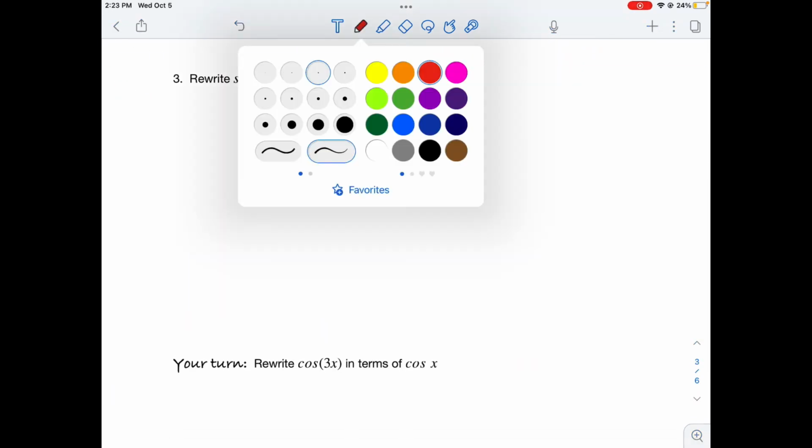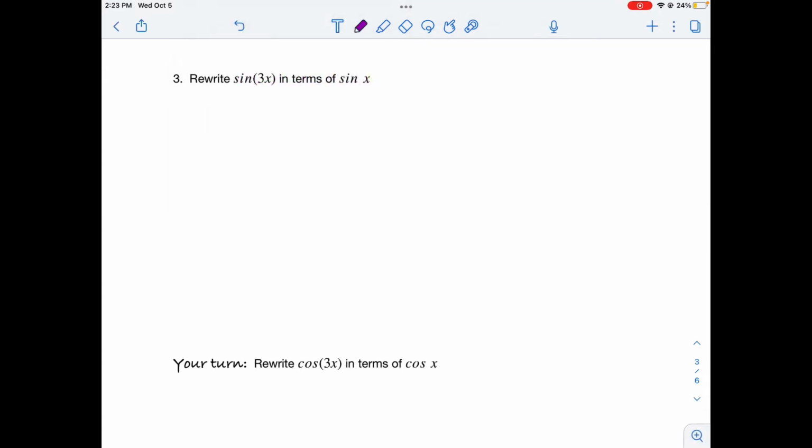Yet another way that you're going to see the double angle formula is in conjunction with our sum formula. So here I'm asked to find the sine of 3x. Well, sine of 3x is the same as the sine of 2x plus x. So I'm going to use my sum formula with my double angle formula. So it just keeps building.